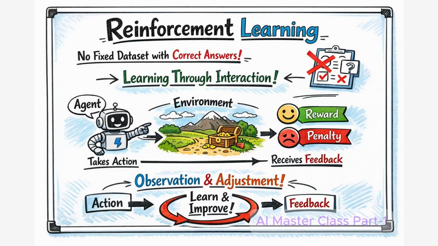In reinforcement learning, there is no fixed data set with correct answers provided in advance. The learning happens continuously through interaction with the environment and feedback received after every action. Now let us understand reinforcement learning with a very simple example.